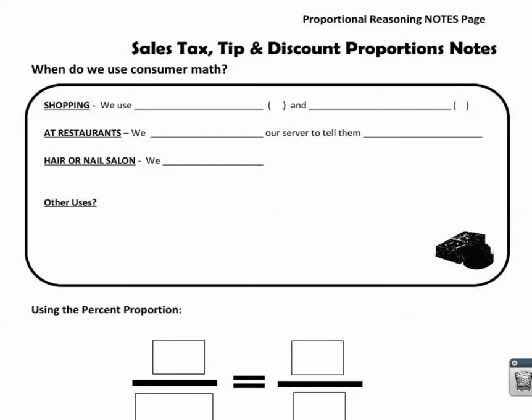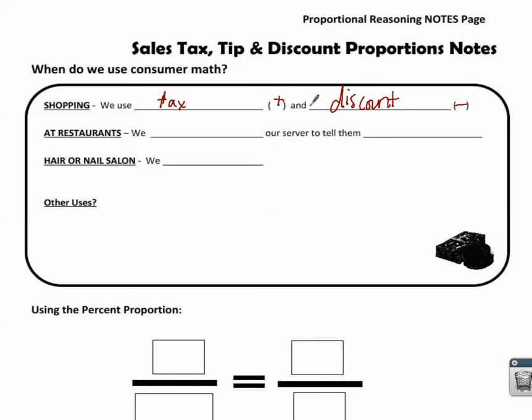Today we're going to talk about sales tax, tip, and discount proportions. This is also known as consumer math. When shopping, we use tax, which adds to our price, our total, and discount, which subtracts from our total in order to get our total price.